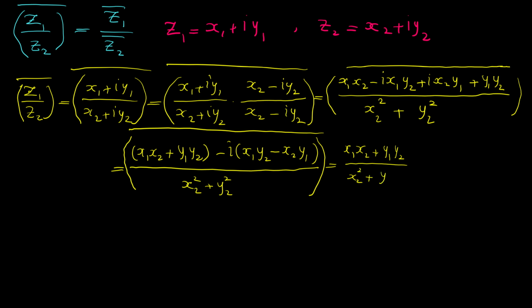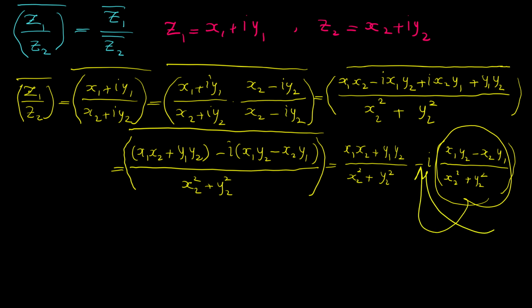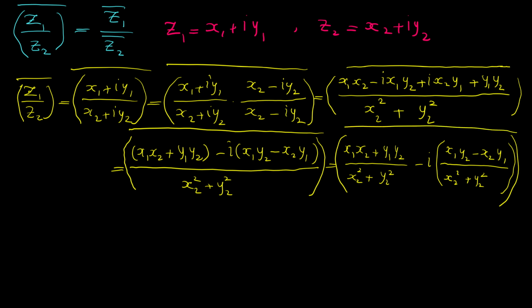So we can write this in the form of x1, x2 plus y1, y2 all over x2 to the 2 plus y2 to the 2 and minus i times x1 y2 minus x2 y1 all over x2 to the 2 plus y2 to the 2. Maybe it's not a bad idea to write this first and then write i here. But I leave it like this here. Now let's find what is it. Oh, we forgot to find the conjugate of this. We have to find the conjugate of it.